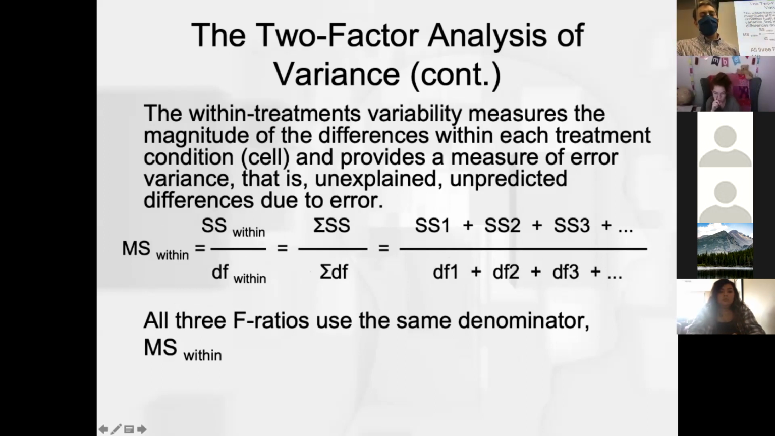So the within treatments variability measures the magnitude of differences within each treatment condition or cell, and provides that measure of error variance, that is, unexplained, unpredicted differences due to error. Right? And this is the exact same approach as we've done so far. The mean squares within is just the sum of the sum of squares: you get the sum of squares for every individual cell, add them all together, and divide by the sum of the degrees of freedom for every individual cell.